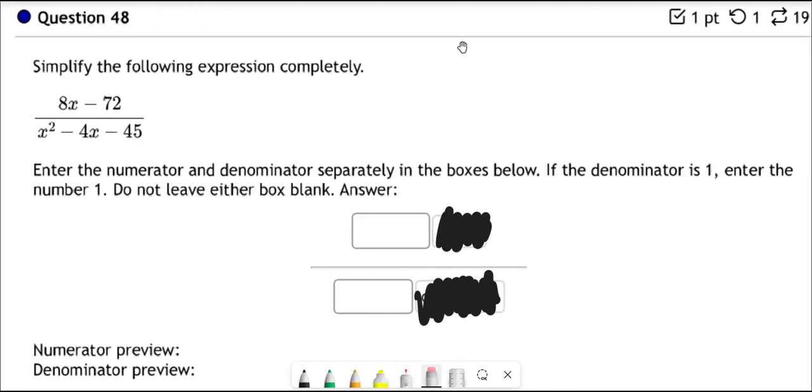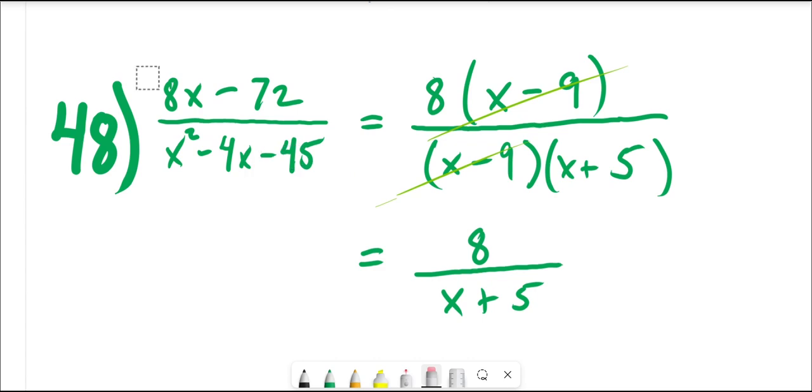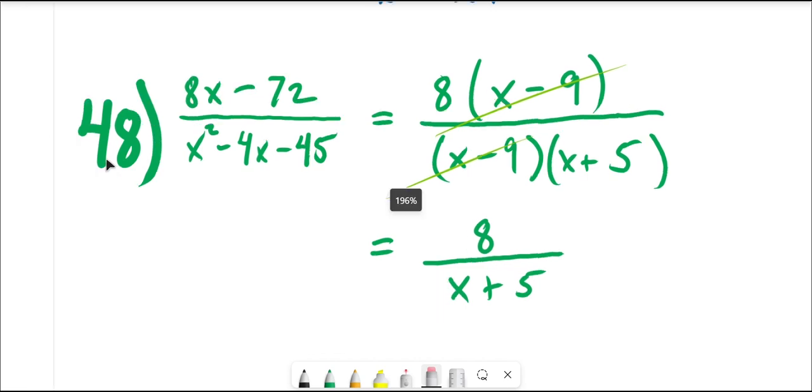All right, now we're into our rational equation problems. We have 8x minus 72 over x squared minus 4x minus 45. They want a numerator and a denominator once this thing is simplified completely. Essentially, the work in all rational equation type problems or rational expression type problems is going to involve factoring the polynomials in the top and bottom of the fraction, and then perhaps using your usual tricks from fractions to simplify. In this case, simplification is all we're doing.